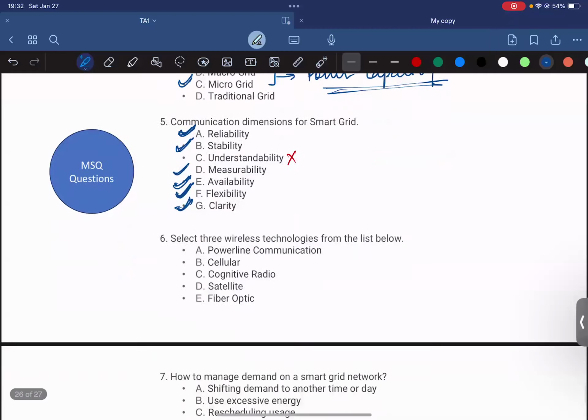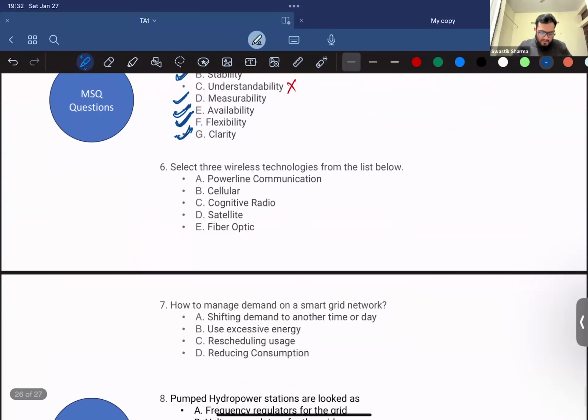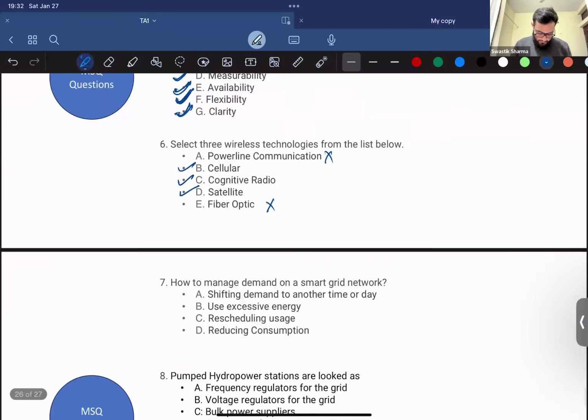So we have 6 questions. Select 3 wireless technologies from the list below. Feel free to tell me when you're ready with an answer. B, C, D. Yeah. So power line communication is wired. Cellular is not. Cognitive radio is not. Satellite is not. And fiber optic is not.